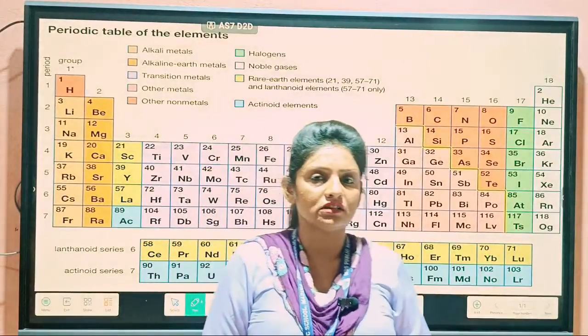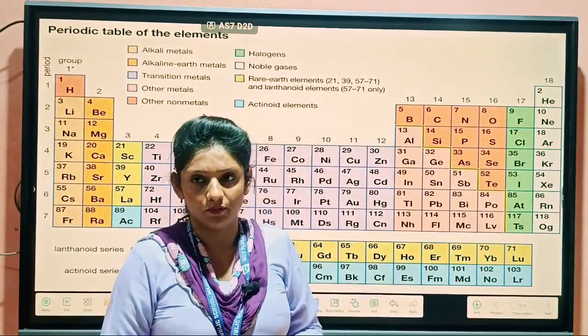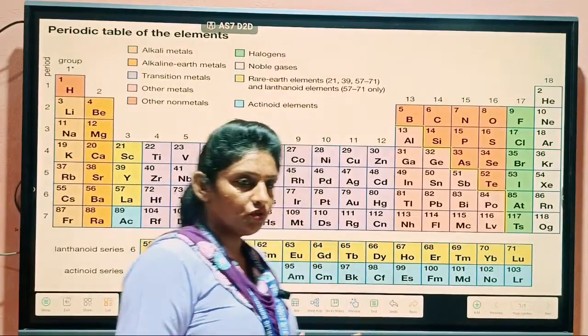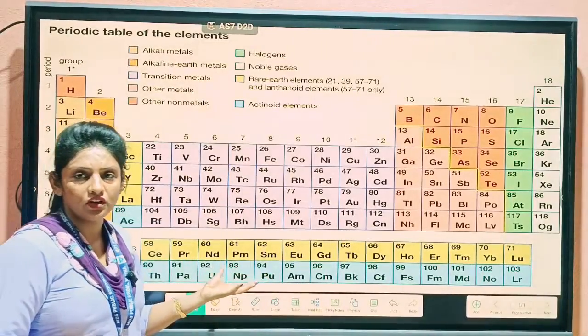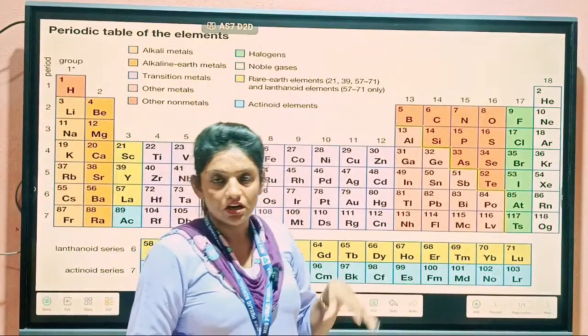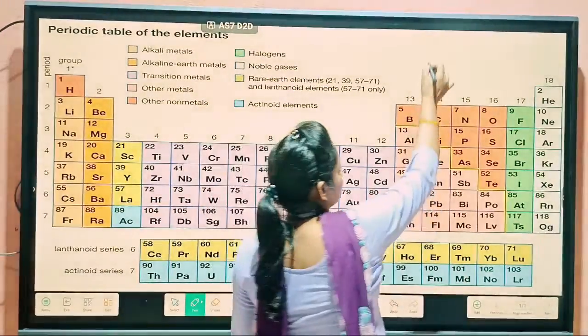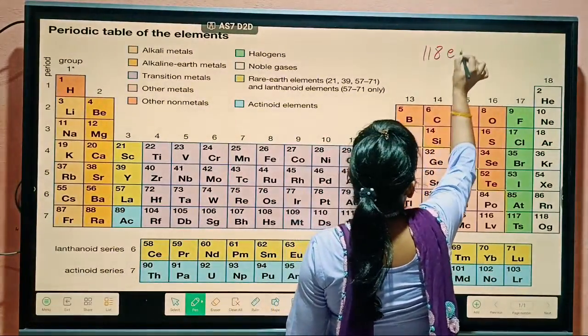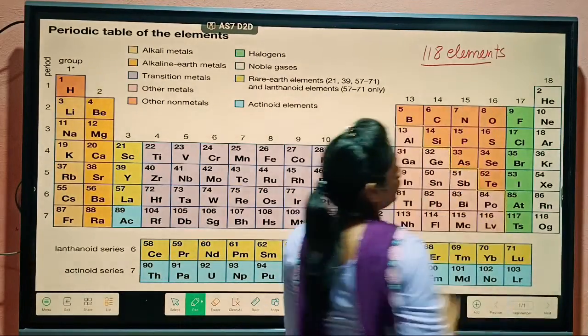Students, today we will discuss some important points based on the modern periodic table. Okay, students, this one is the modern periodic table which we are using these days. There are a total of 118 elements in the modern periodic table.